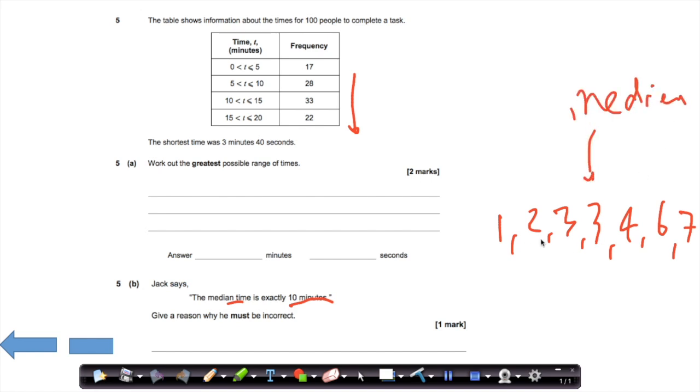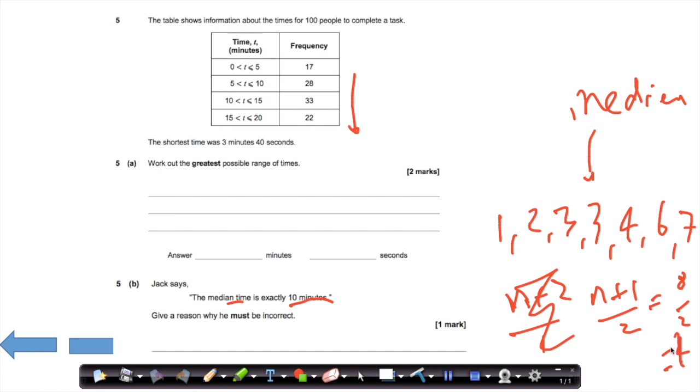In this example, the generic formula given is n plus 1 divided by 2, so however many there are in the data. How many numbers are there in the data? 1, 2, 3, 4, 5, 6, 7. If there are 7, then this would be 7 plus 1, which is 8, 8 divided by 2, which is 4. So it would be the fourth number along. In this case, it would be 1, 2, 3, 4. It would be 3.